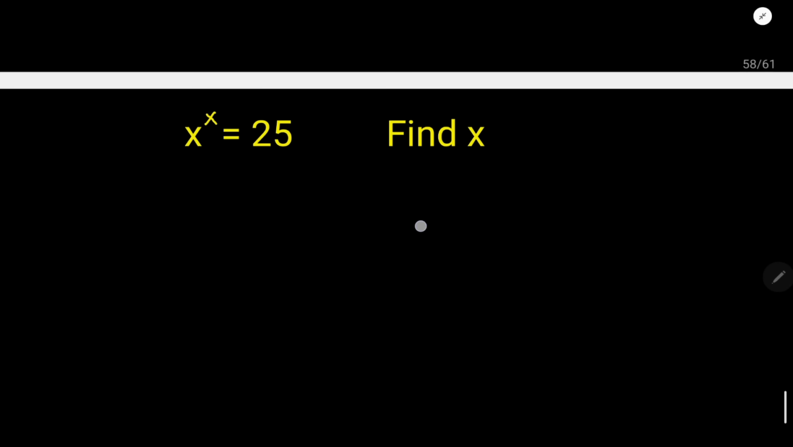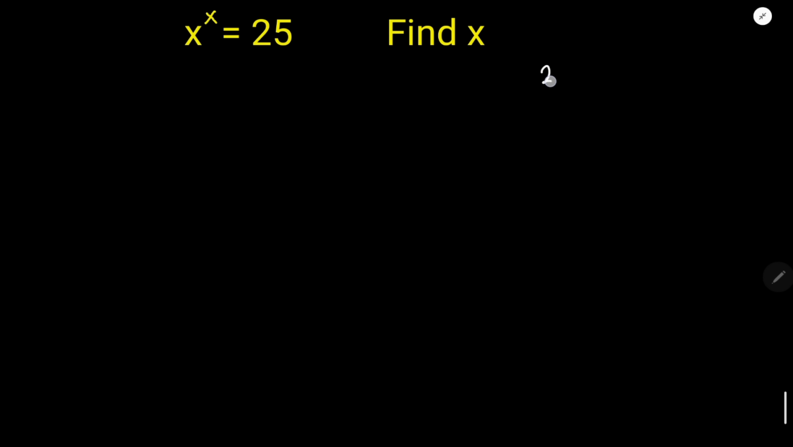First of all, we know that 2 raised to power 2 is 4, right? What is 3 raised to power 3? Because it is x raised to power x, both of these are same. So 3 raised to power 3 is 27. What is our value? Our value is 25.